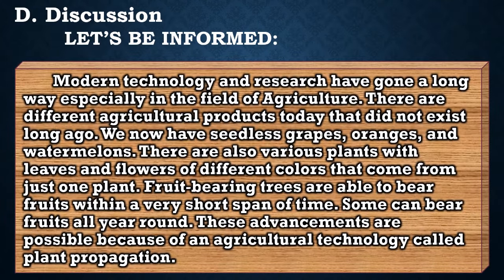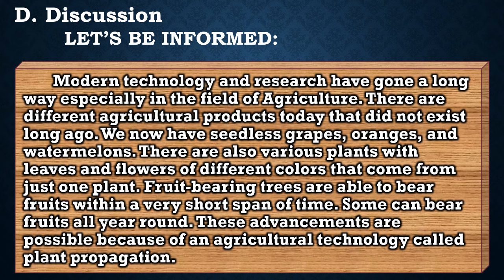Let's be informed. Modern technology and research have gone a long way, especially in the field of agriculture. There are different agricultural products today that did not exist long ago. We now have seedless grapes, oranges, and watermelons. There are also various plants with leaves and flowers of different colors that come from just one plant.